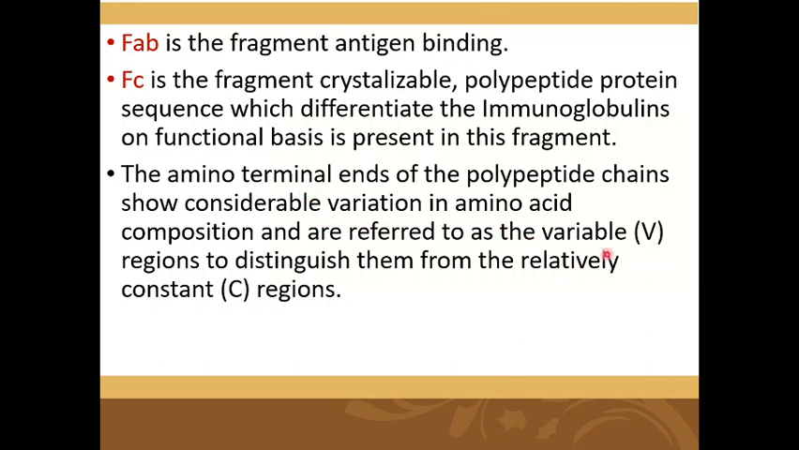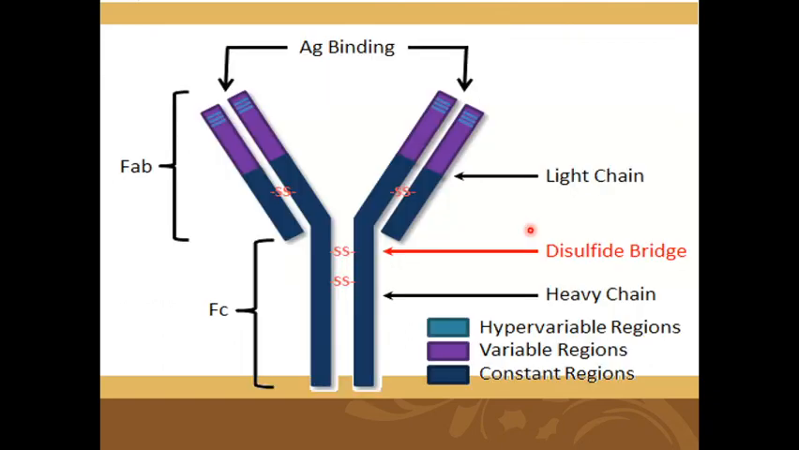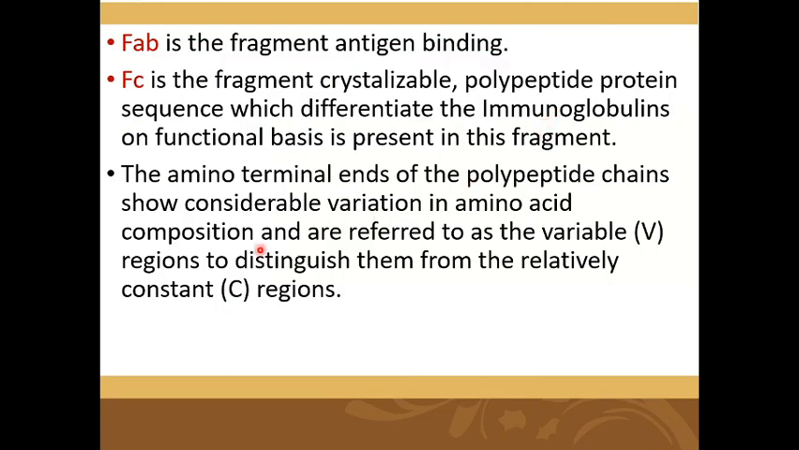Why is it variable? I told you, the variable region. I go again to the diagram. We have called this the variable region, why is it variable? Because of the different amino acid composition it is variable. The amino terminal ends of the polypeptide chain show considerable variation in the amino acid composition, and are referred to as variable regions to distinguish them from the relatively constant regions.